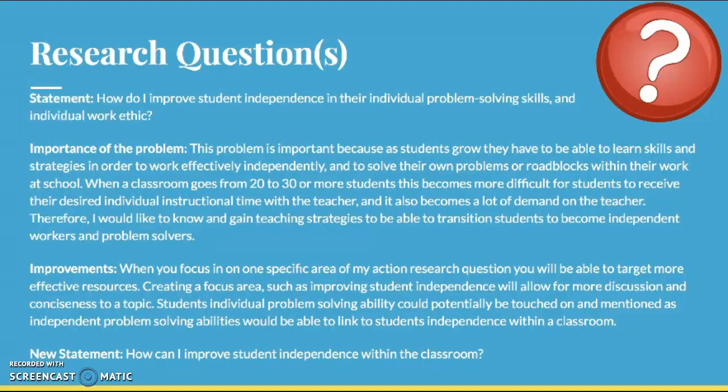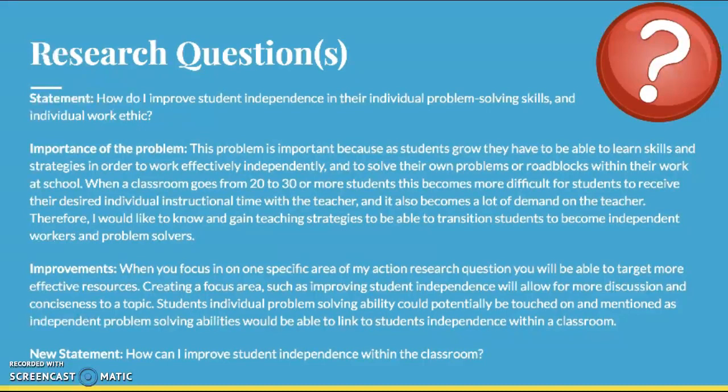The research question. It started off as how do I improve student independence in their individual problem-solving skills and individual work ethic. This problem is important because as students grow, they have to be able to learn skills and strategies in order to work effectively, independently, and to solve their own problems or roadblocks within their work at school.